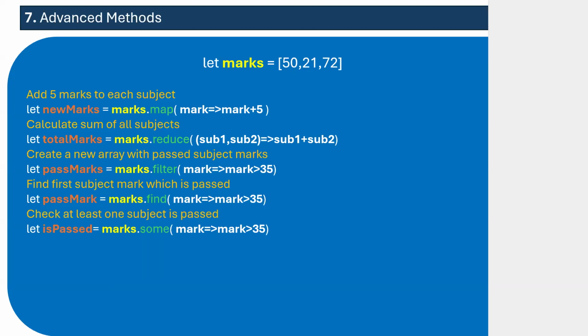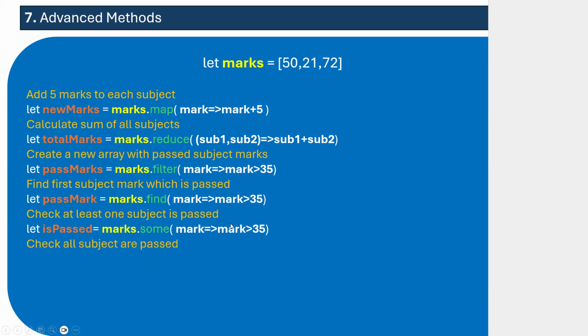Now, if you print the isPassed variable, what does it return? True. Why true? Because we have 50 passed and 72.